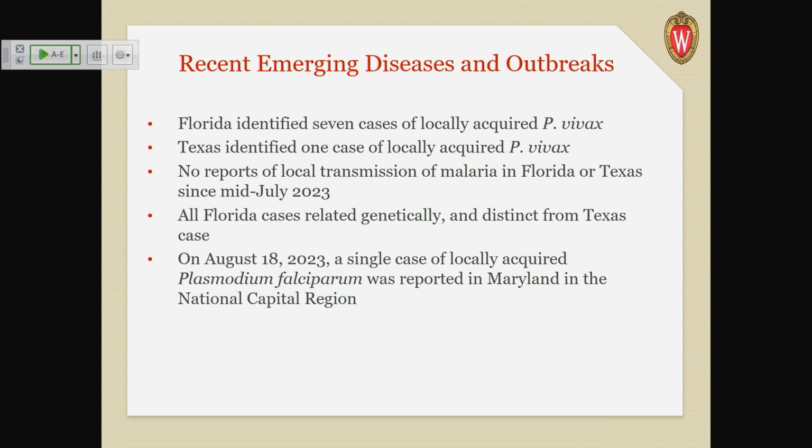It would have been much more worrying if they were pretty closely related to the ones 20 years ago, because that would have suggested ongoing unknown transmission over the past 20 years. And then also, most recently, August 18th, a single case of P. falciparum was reported in Maryland. I haven't heard too much more from this, so hopefully that's the only one in that particular region as well.